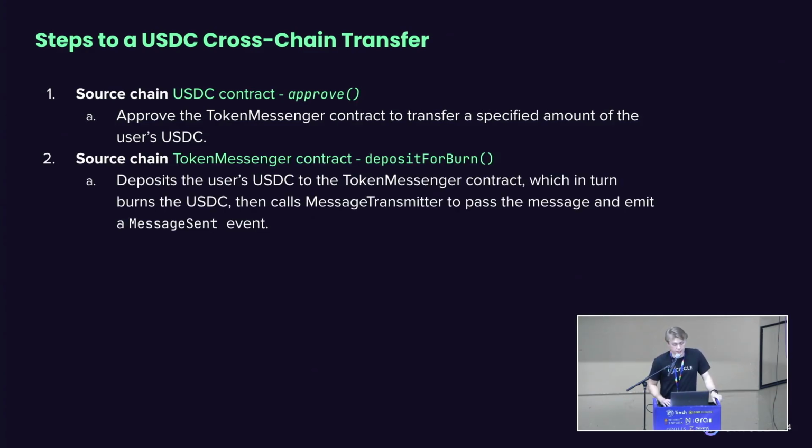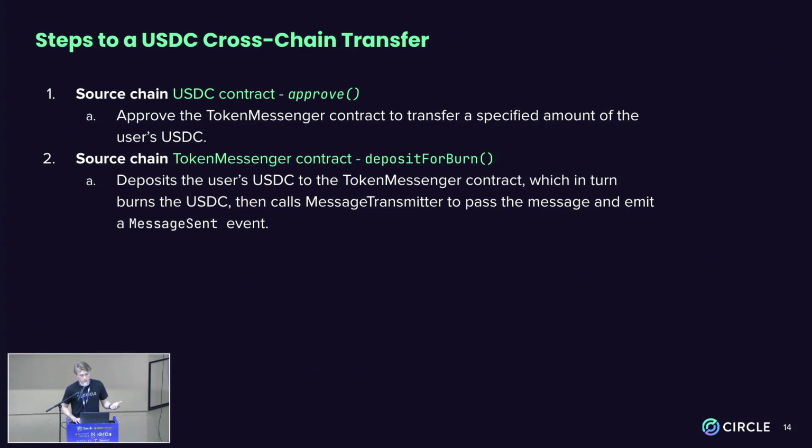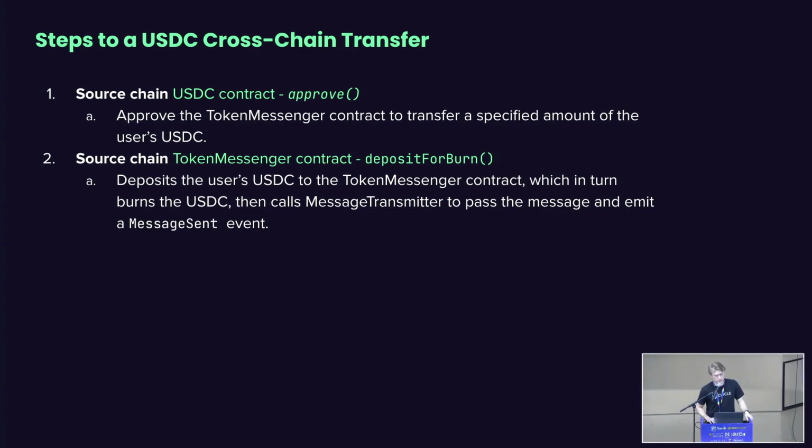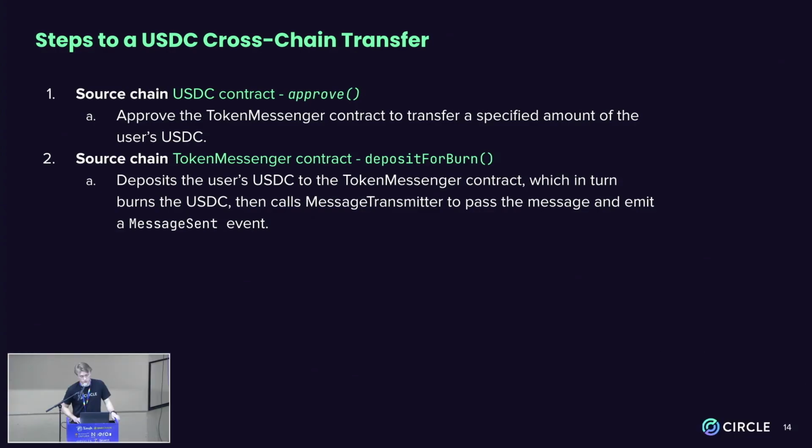The next thing is on the token messenger contract on the source chain, we call deposit for burn. What this does is pull that USDC out of the user's address and then burn the USDC. After it does that, it constructs a message that basically says, we burned X amount of USDC on X chain. We now want to mint X amount of USDC on some other chain. It passes that message over to the message transmitter, which will construct an overall message and emit an event.